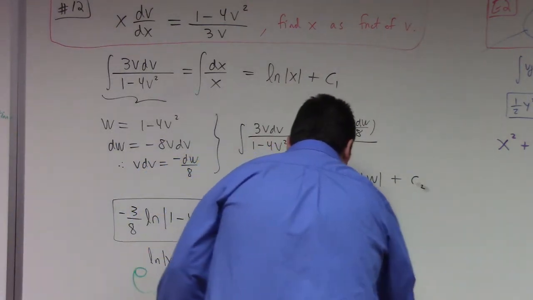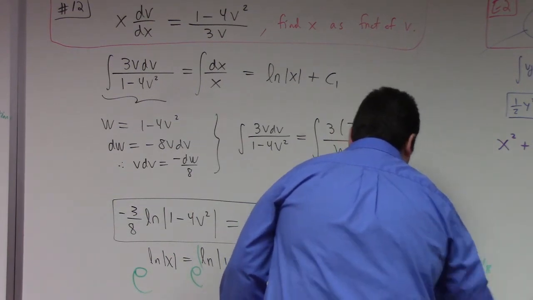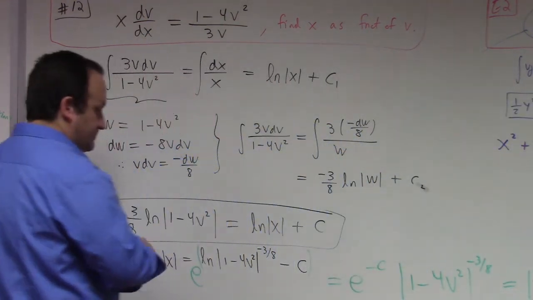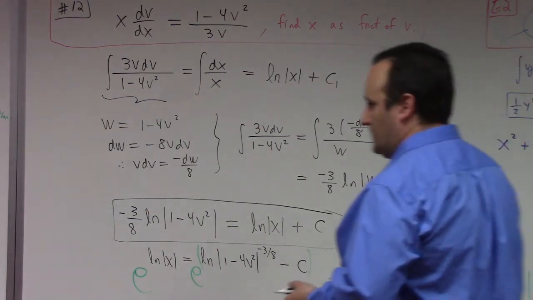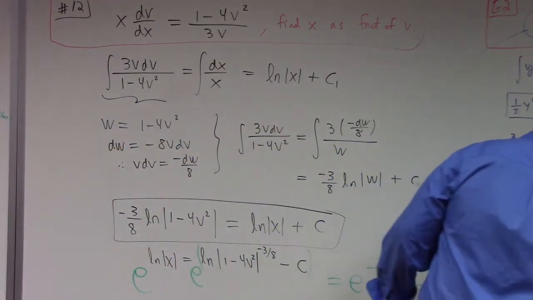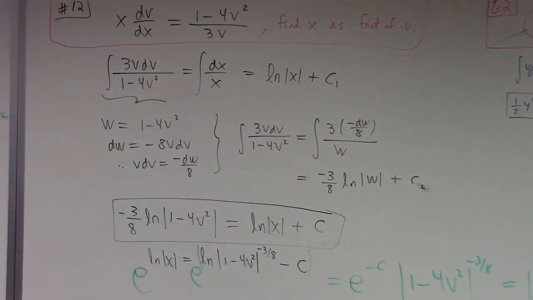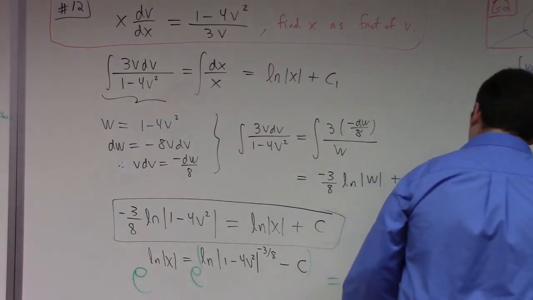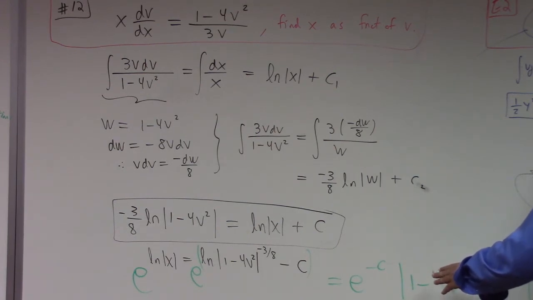So here we have e to the minus c times the absolute value of 1 minus 4v squared to the minus 3/8 equal to the absolute value of x. So let me just make the finishing blow here. Get rid of my circles. All right, so this says that x is equal to plus or minus e to the minus c times the absolute value of 1 minus 4v squared to the minus 3/8 power.